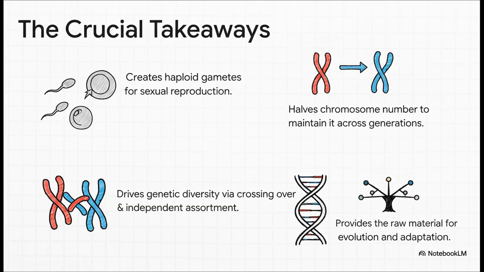So, what are the big takeaways here? If you remember anything, remember this. 1. Meiosis makes those special haploid cells you need for sexual reproduction. 2. It cuts the chromosome number in half, which is crucial for keeping it stable from one generation to the next. 3. It is a master at creating genetic diversity through things like crossing over and independent assortment. And 4. All that diversity, that's the raw material that evolution has to work with.